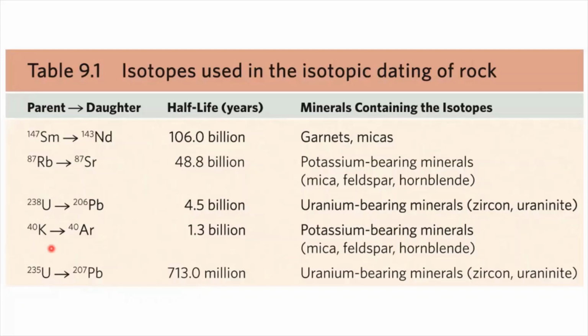Kind of a legacy radioactive element that they used to use a lot in geology was potassium-argon dating. And this has a half-life of 1.3 billion years. And so they can date potassium-bearing minerals like mica, feldspars, and hornblende. These are often used for volcanic ashes to radiometrically date them.